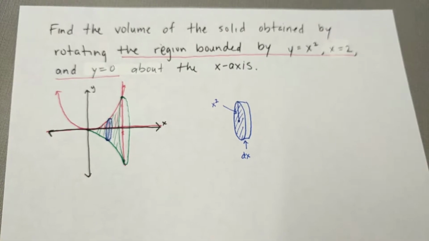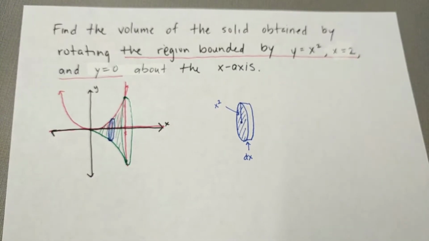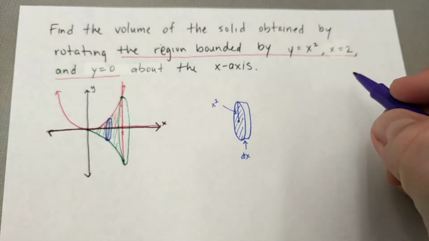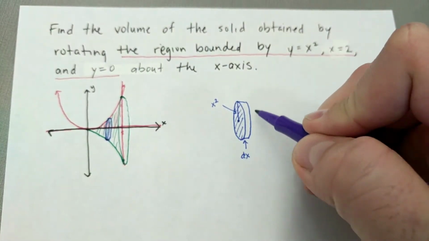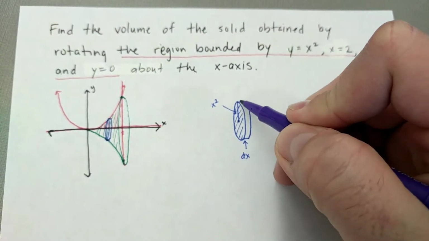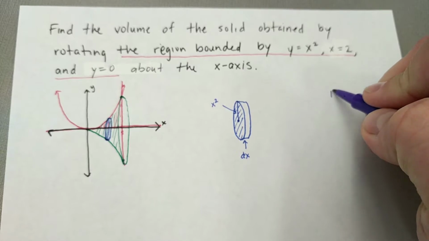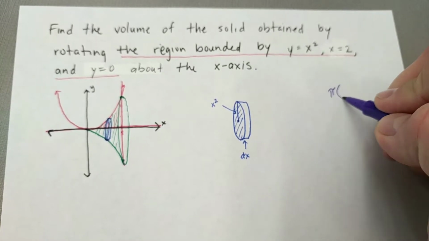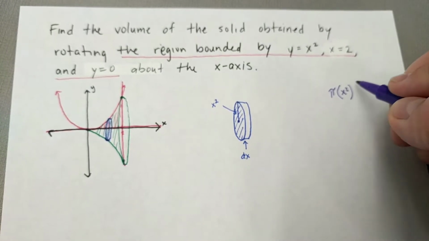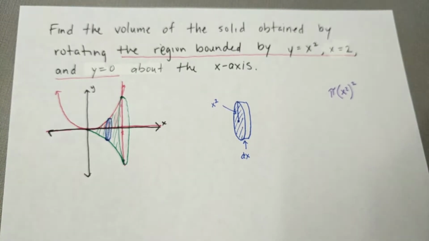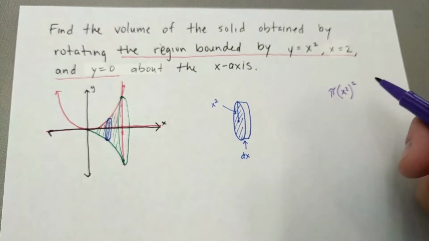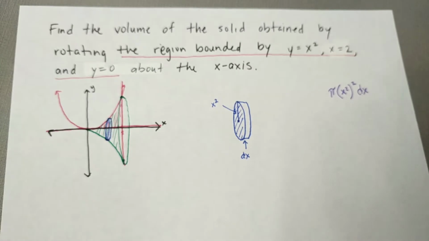All right, we've got all our dimensions labeled, so let's now talk about setting up our integral. We start by thinking of just the volume of this. So I want the area of the face to start out with. That is going to be pi times the radius, which is x squared, squared, times the depth of my coin here, dx.